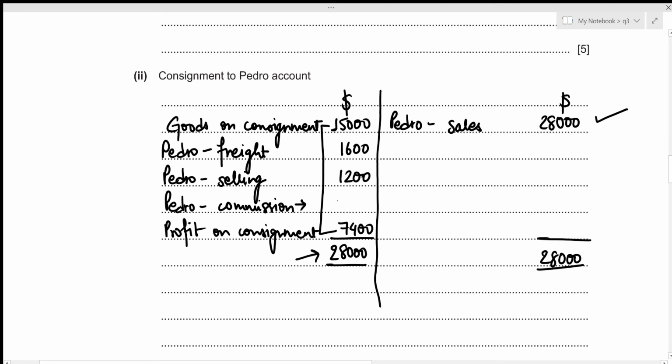which results in the value of 2,800. Okay, and we can see that there is no closing balance of any inventory, so there is not going to be any opening balance as well, which means that this concludes our consignment to Pedro account as well as the first part of this question. Now we can move towards the second one.